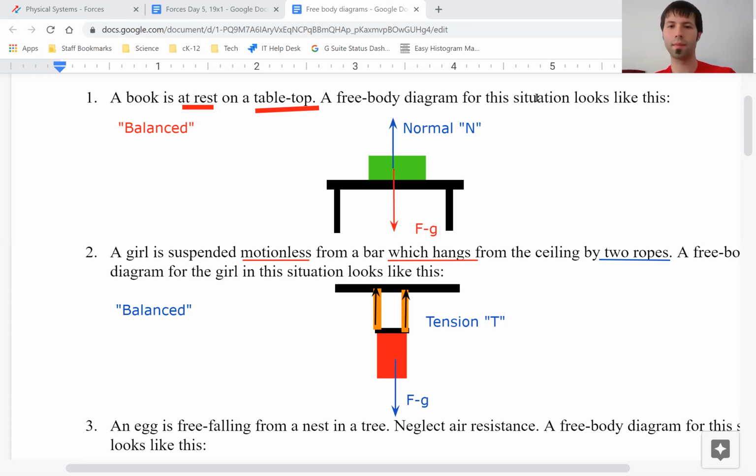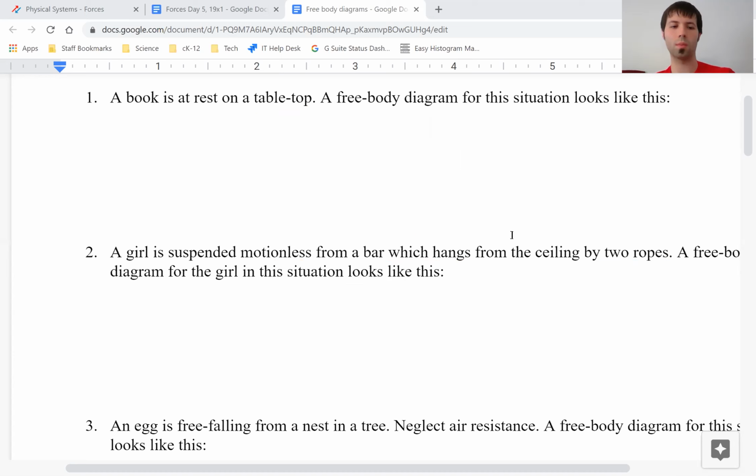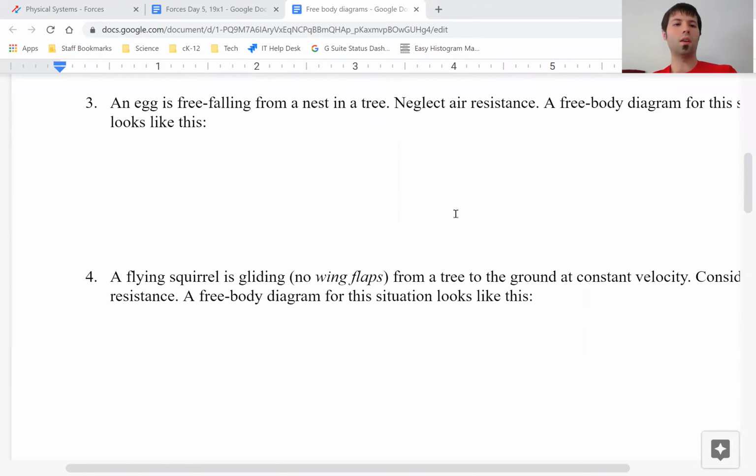Okay. So I'm going to clear my drawings so I can go to number 3. Okay, so falling. Falling can be a little bit tricky. Got to read carefully here. So let's read through this, and I'm going to underline some words that hopefully you guys key into as you read these. An egg is free falling. That's important. From a nest in a tree. Neglect air resistance. Wonder why it says that. Well, let's find out. A free body diagram for this situation looks like this.